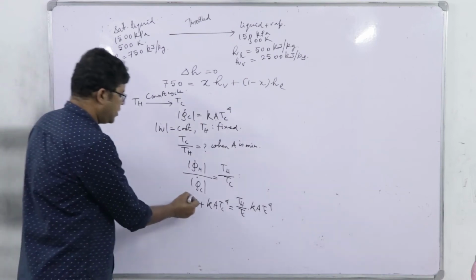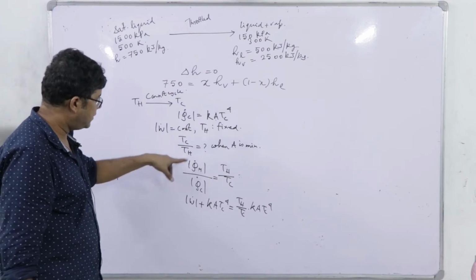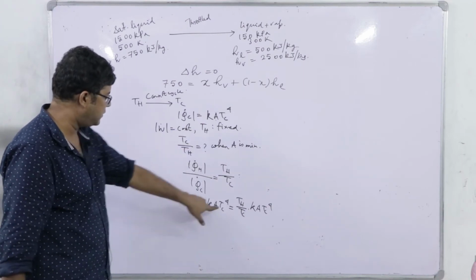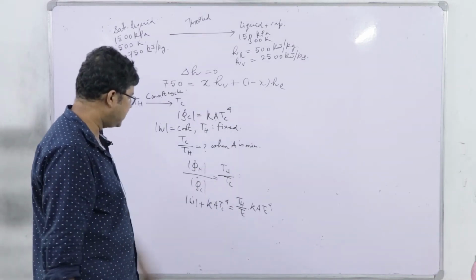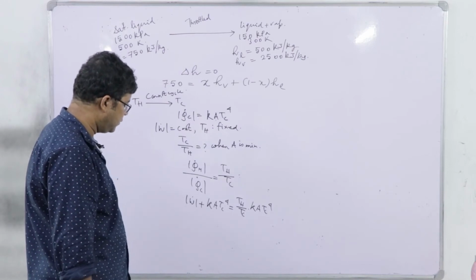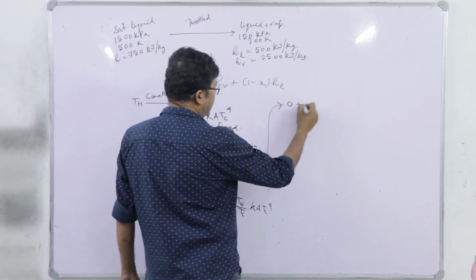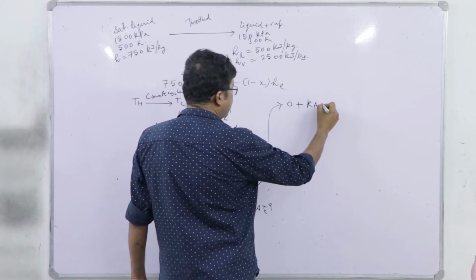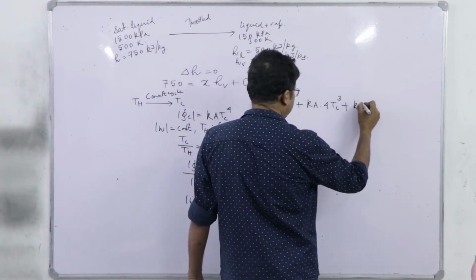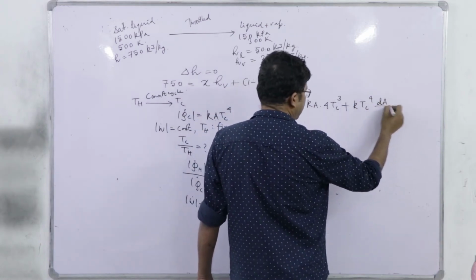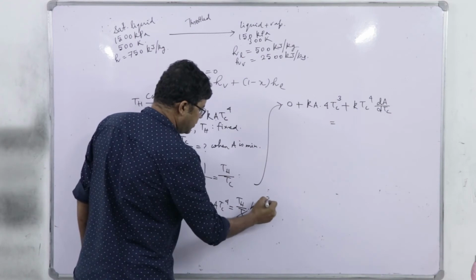right, mod W dot. So, because mod of QH dot is equal to this mod W dot plus mod of QC dot. So, this is QC dot and here it is TH by TC. So, you have cross multiplied. So, let us take the derivative of this equation with respect to TC. So, first part is 0, second is Ka into 4 into Tc to the power 3 plus K Tc to the power 4 into dA dTc is equal to, here it is cube.